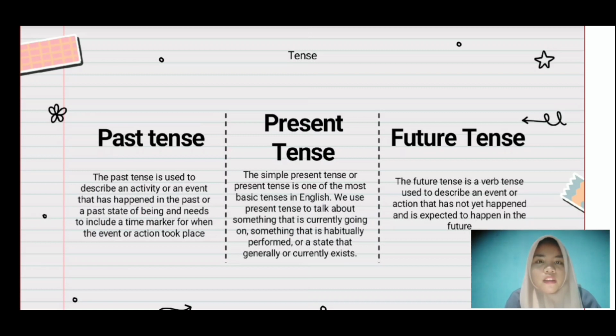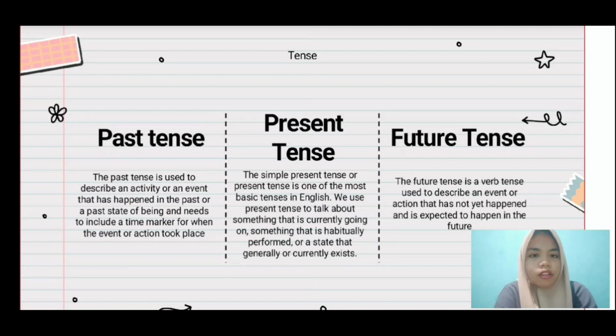Present tense. The simple present tense, or present tense, is one of the most basic tenses in English. We use present tense to talk about something that is currently going on, something that is habitually performed, or a state that generally or currently exists. For example, she lives in Spain.